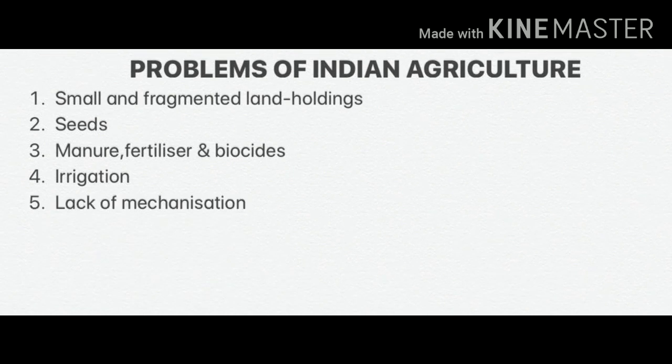Number five, lack of mechanization. In spite of large-scale mechanization of agriculture in some parts of the country, most of the agricultural operations are carried on by human hand using simple and conventional tools and implements like the wooden plow, sickle, etc. Thus, there is an urgent need to mechanize agricultural operations so that wastage of labor force is avoided and farming is made convenient and efficient.